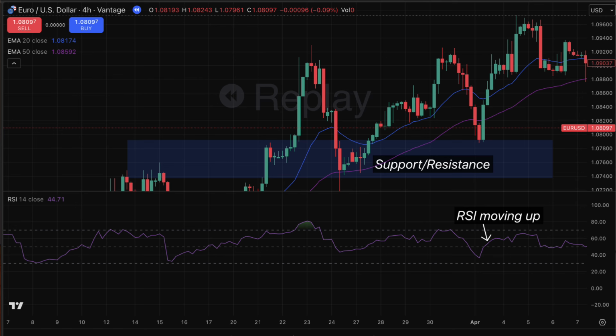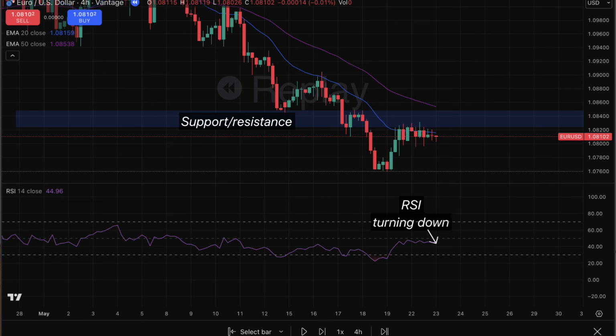So in an uptrend after a pullback into support, look for the RSI to turn upward to show that momentum is realigning with the trend. And in a downtrend after a pullback into resistance, look for RSI to turn downward. This simple confirmation helps you avoid trades that are too early or too late. So let's get into the chart setup and how you put these tools together.